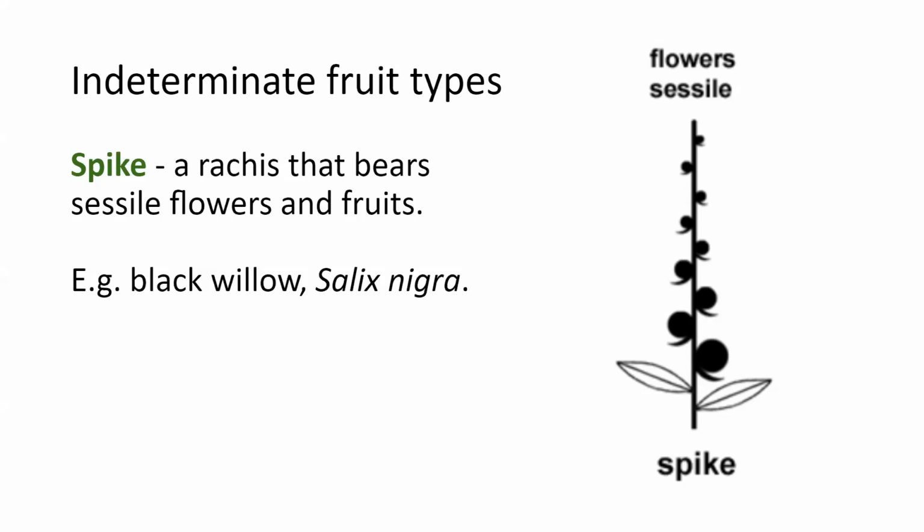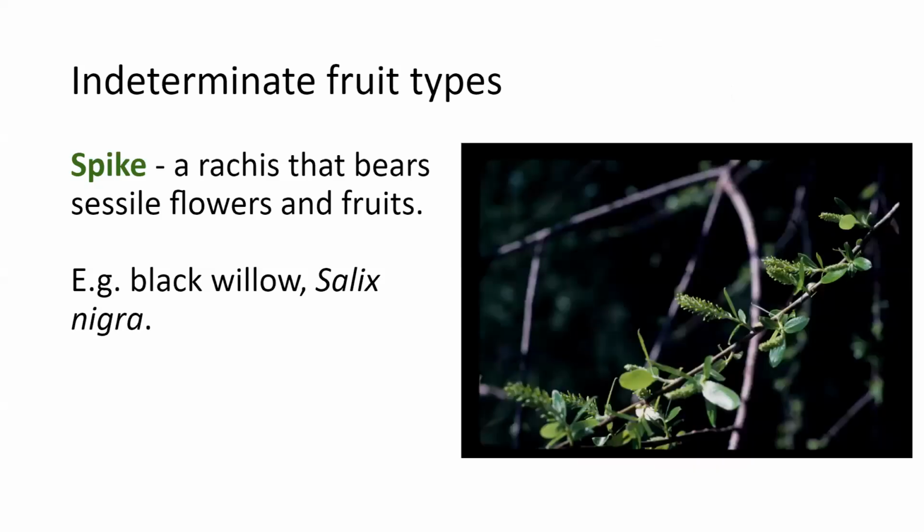And so you can see there's no peduncle, right? No stem that attaches the flowers to that rachis. They're attached directly. And so one example of this is black willow or Salix nigra. This is one we've had, although we're not able to fall, so we will not see that in flower. But you can see from the photograph that the flowers are sessile and they're attached directly to that rachis.